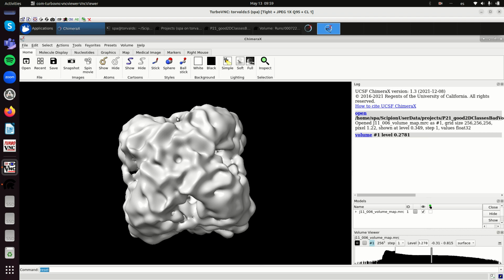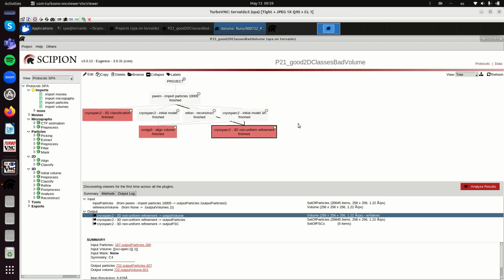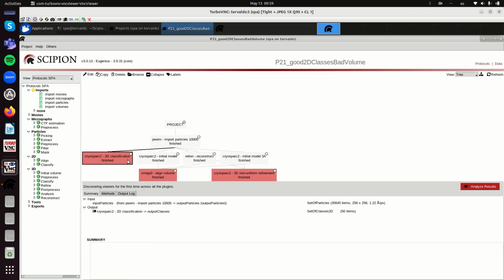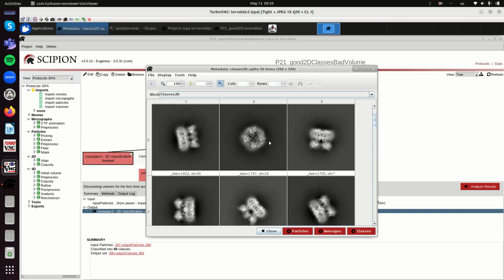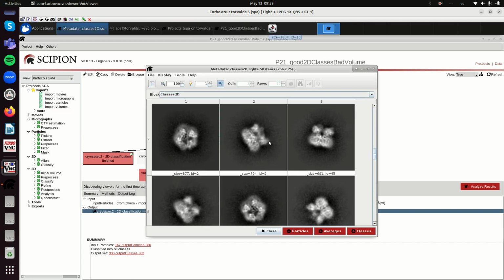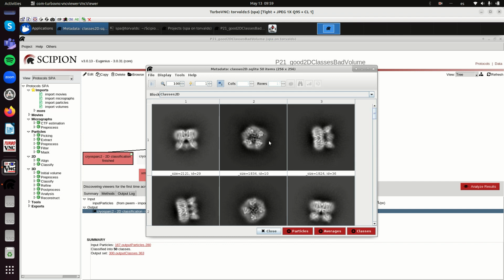Just a reminder of the summary. If you don't have good classes like this one, in which you have a lot of details, you will not reach high resolution in your map. On the opposite, if you have the details, you still may not have a good resolution in your map, and the reasons can be various.